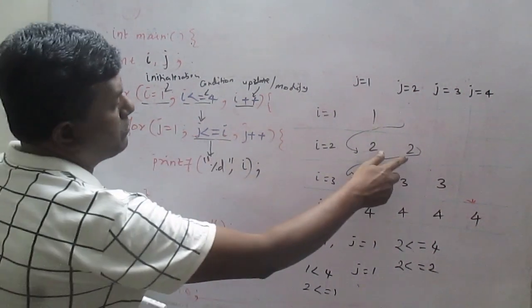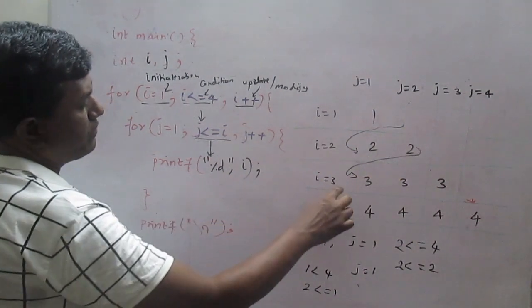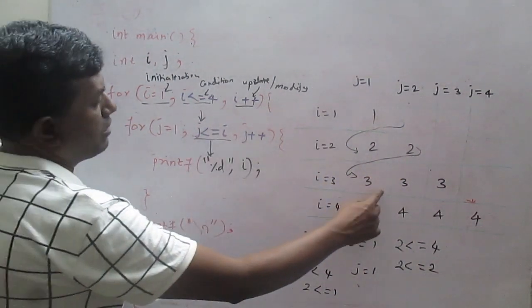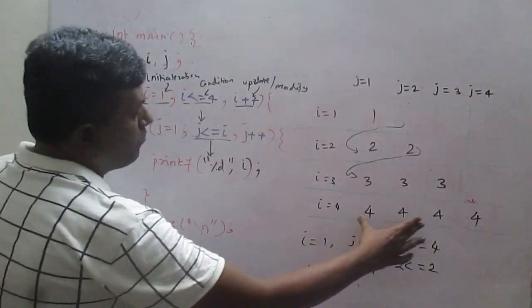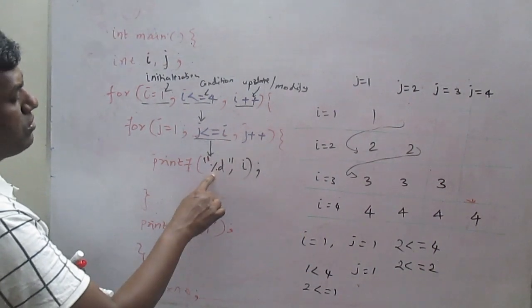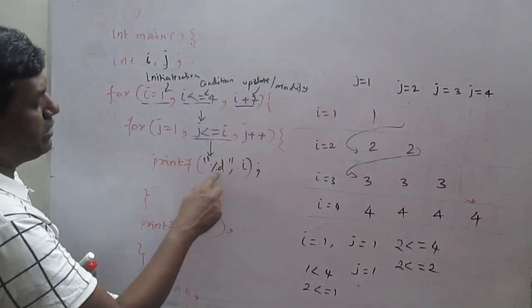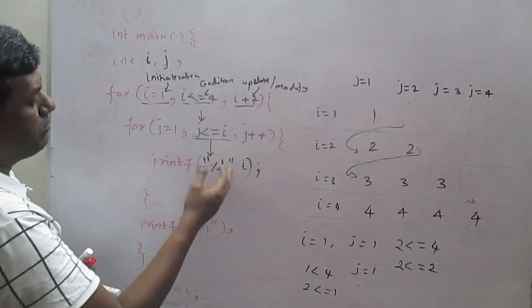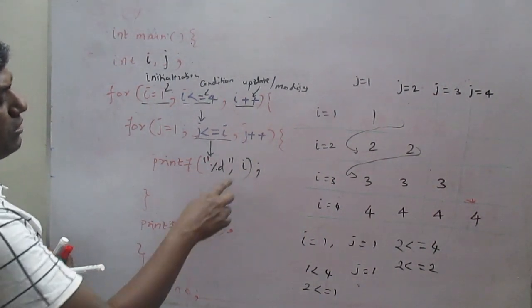So 2 again will be printed. So like this. When i equals 3, again we are getting this pattern. When i equals 4, then we are getting this pattern. So very simple, just instead of printing the star, we have replaced it with i.